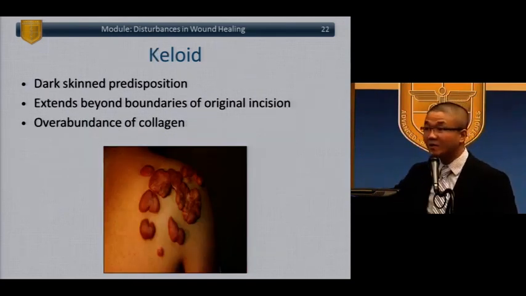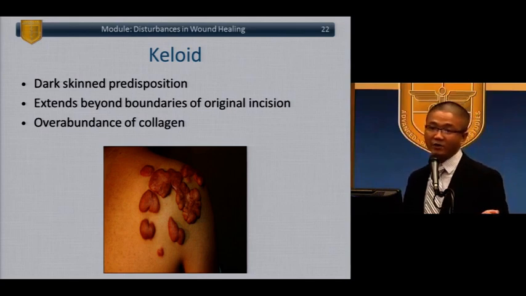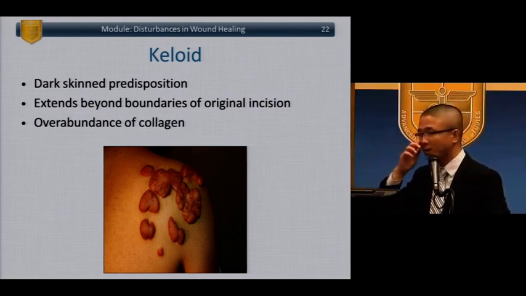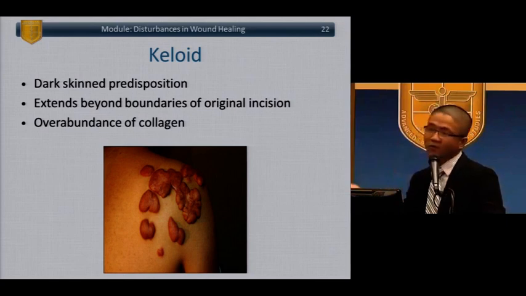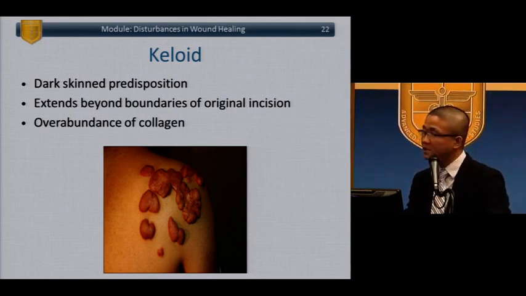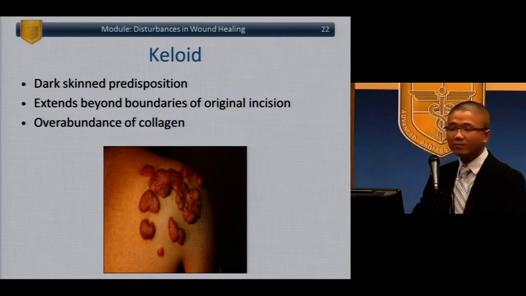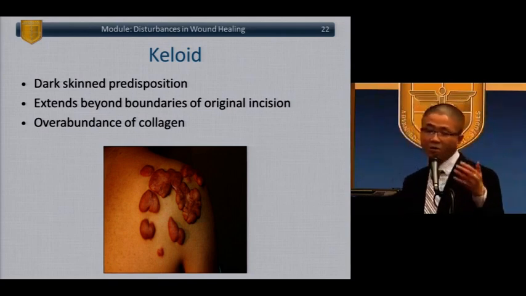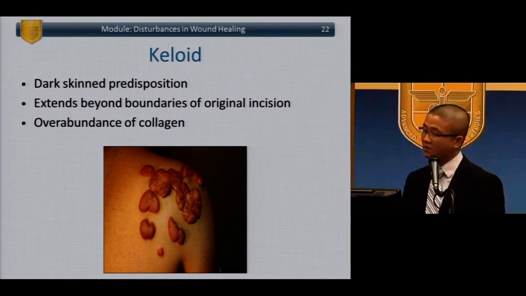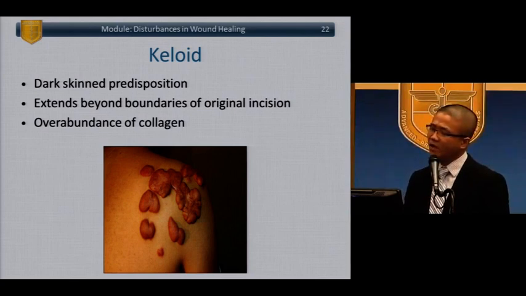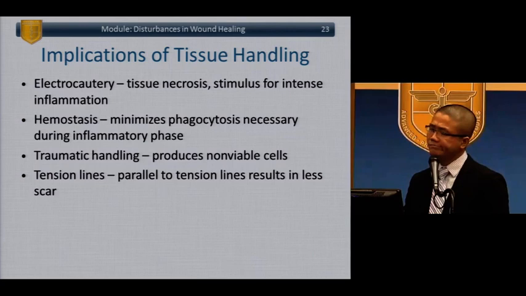Okay, as opposed to a keloid, which clearly doesn't follow the pattern of your initial incision. Sometimes you see patients who come in with keloids, and you have no idea where their initial incision is anymore, right? Because they just grow outside the bounds of the original incision. This too is an overabundance, and not only an overabundance, but a disorganization of the collagen that is deposited. There is a dark skin patient predisposition, so classically African Americans, Asians, for an unknown reason.